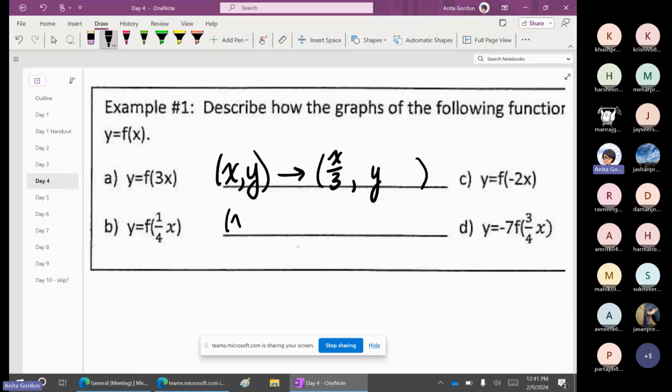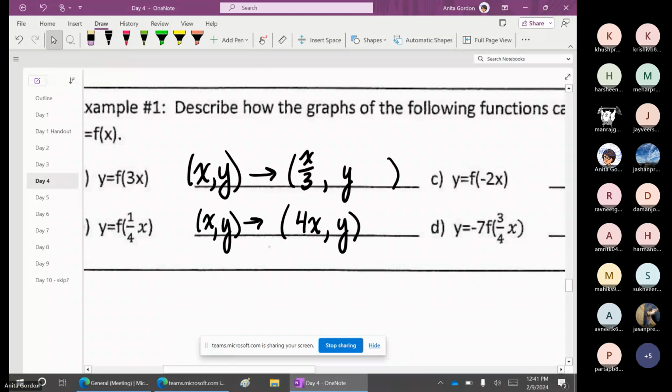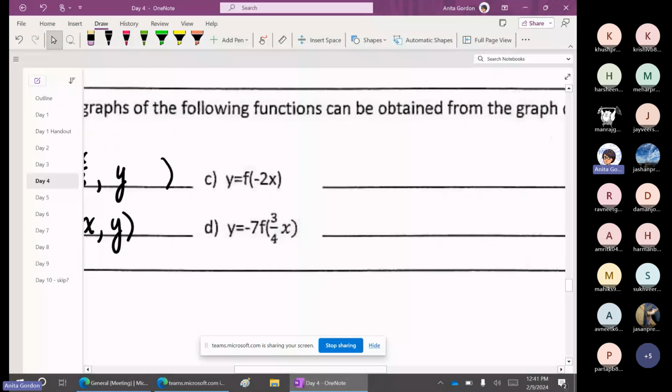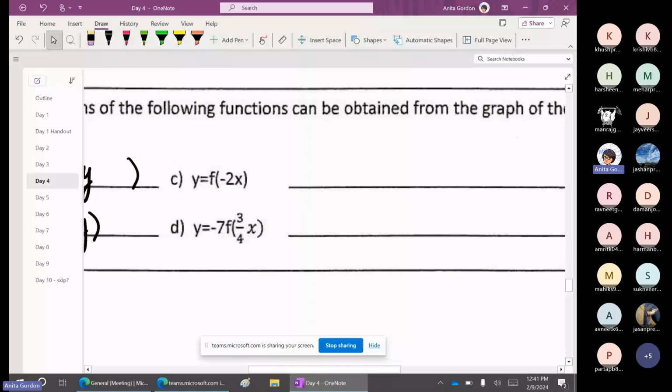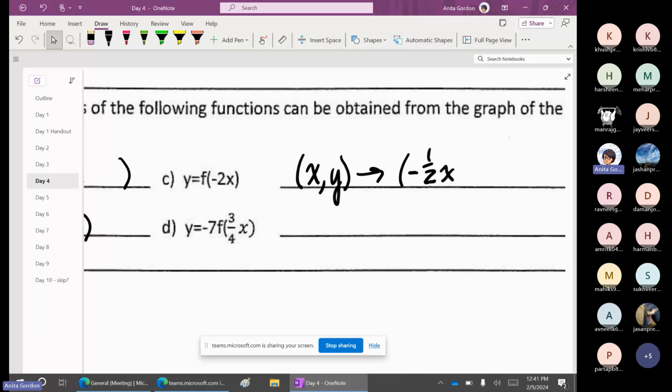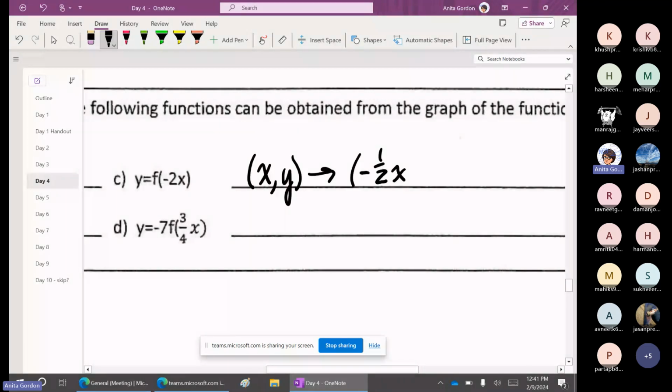Okay, what about B? I start with (x, y). What did I do? (4x, y). Awesome. Okay, let's look at C. I started with (x, y). What am I doing? (negative 1 over 2 x, y). You could also write it as negative x over 2. That's the same thing, right? (1 over 2 x, y).